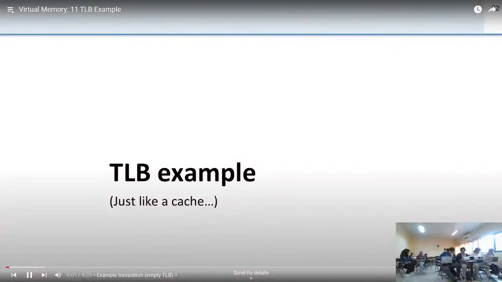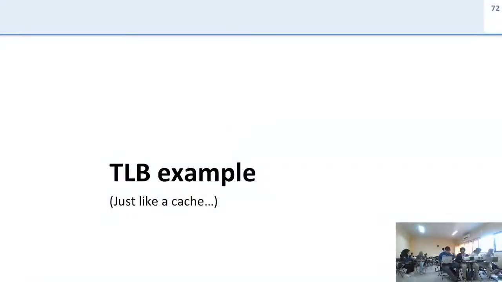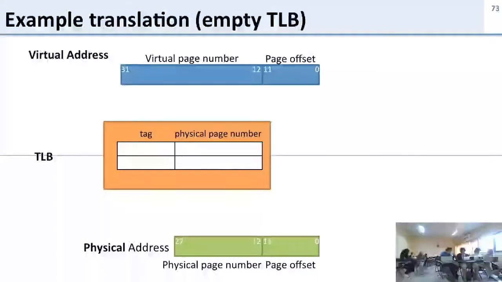Let's take a look at an example of how the TLB works. If you've seen caches, you'll remember that this looks an awful lot like a cache. So here's our setup. We've got our virtual address, with a page offset and a virtual page number. We're going to use our TLB, which is going to have a tag and a physical page number, to translate the virtual page into a physical page and give us our physical address.